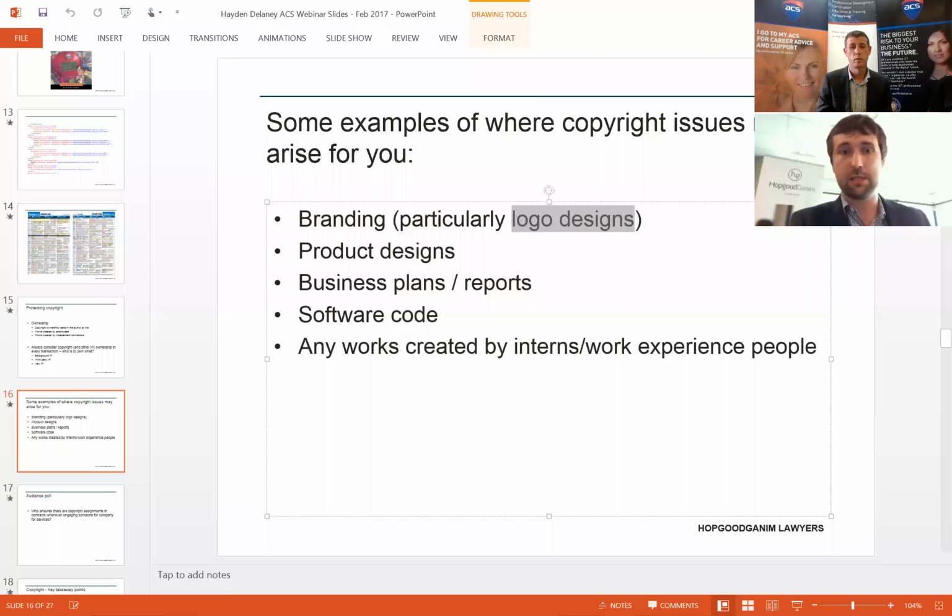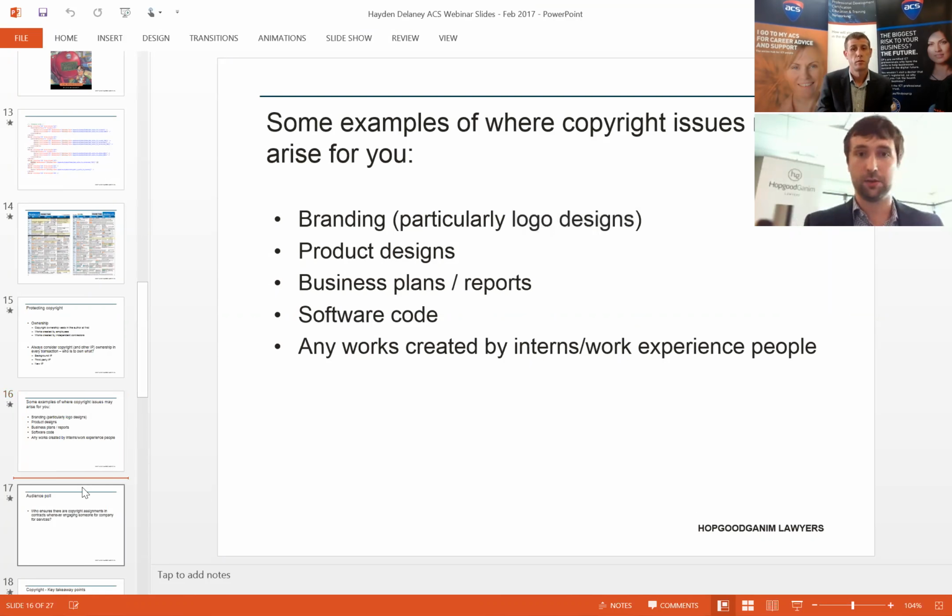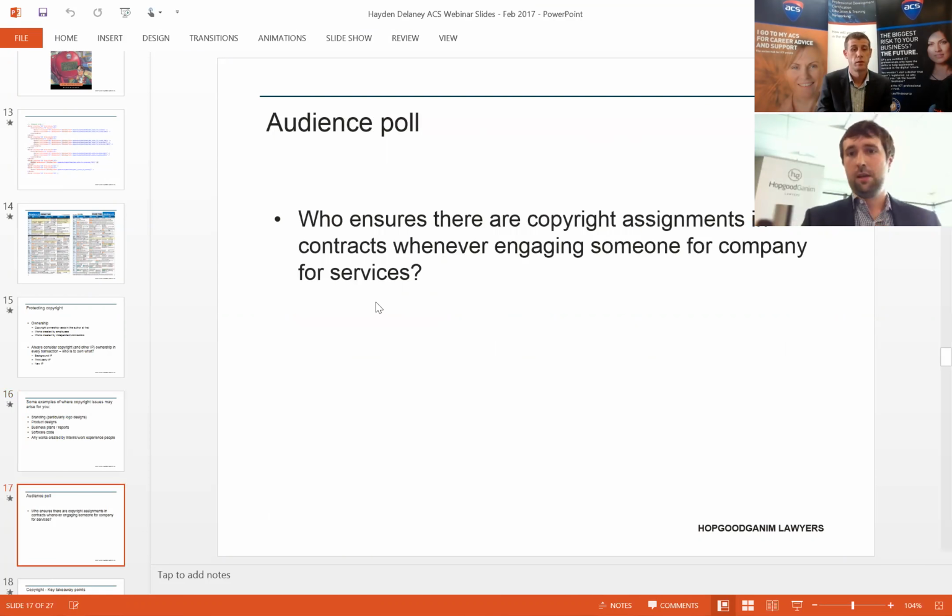Product designs, business plans and reports, software code. People, when they get like work experience or interns or something like that, they're not technically employees, so what they create, you won't have the benefit of that particular rule in the Copyright Act, which means you need to deal with it in contract. So, I think a few points there to digest in copyright.